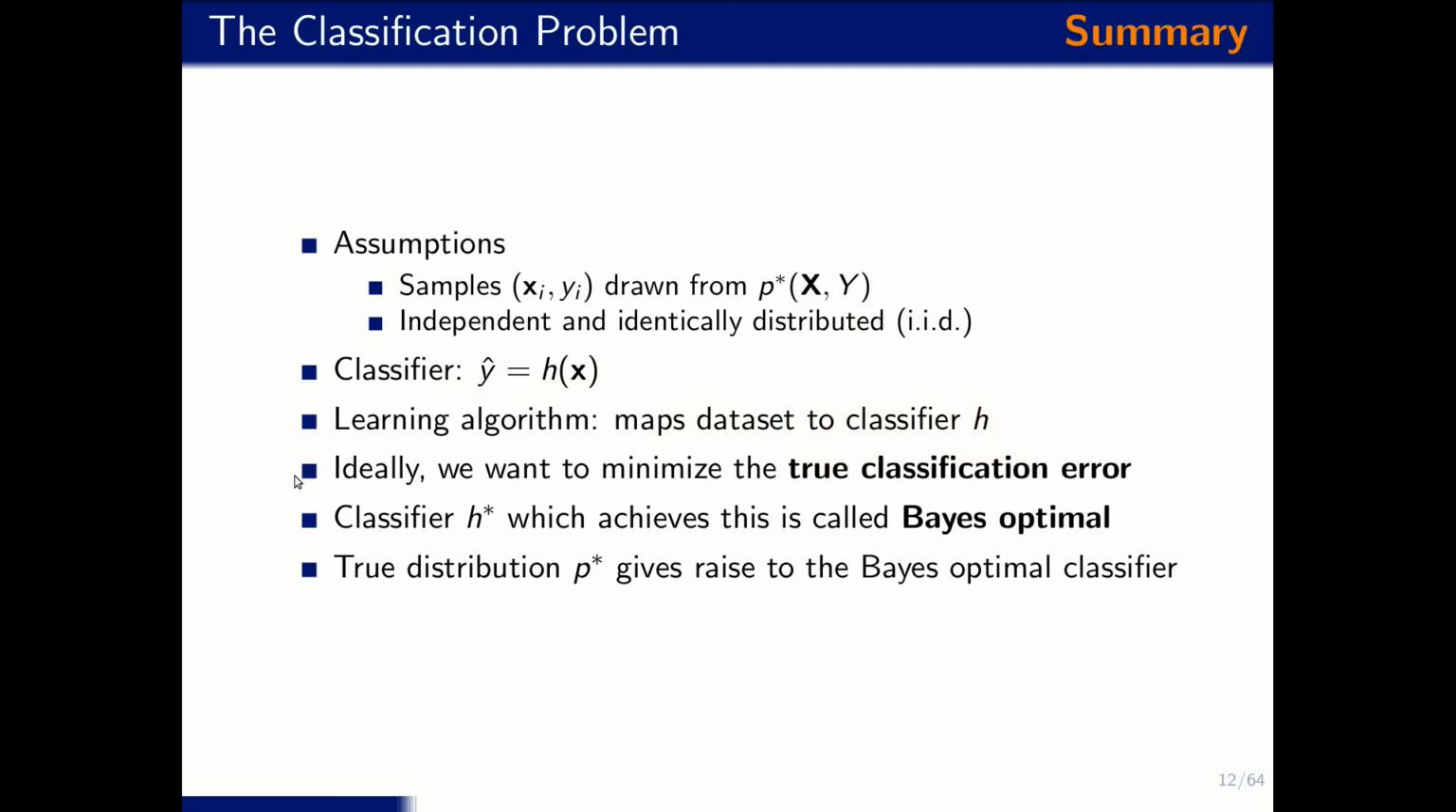We defined our ideal goal to minimize the true classification error, which is, however, out of reach in practice, typically. And we defined the classifier h star, which actually achieves this ideal goal. We defined it to be the Bayes optimal classifier, and we also discussed that the true distribution P star gives rise to the Bayes optimal classifier. So if we knew P star, then we also would have the Bayes optimal classifier.